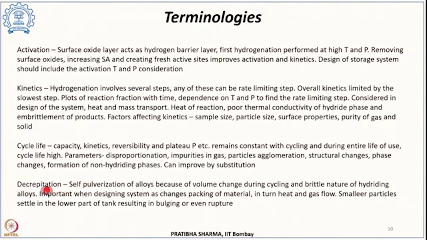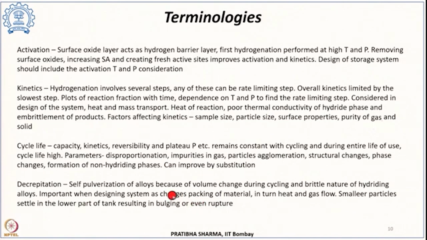One more term that is used is decrepitation. Decrepitation means the self pulverization of the alloy that happens because of the volume change during the cycling process. It is also because of the brittle nature of these hydriding alloys, and this is very important and needs to be considered while designing a storage system, because decrepitation can change the way this material has been packed.